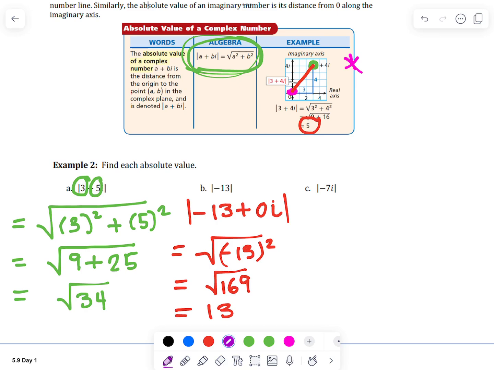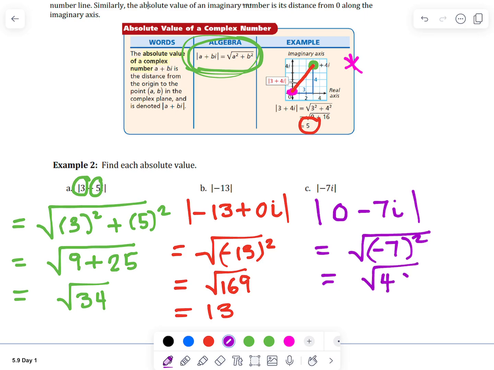The last example is missing the imaginary, or the real piece, so 0 minus 7i. So that's what it looks like when I put in the real piece. So when we take the absolute value of it, we only have to worry about the imaginary part. So negative 7 times negative 7 is a positive 49. 49 is also a perfect square, so the square root of 49 is 7.